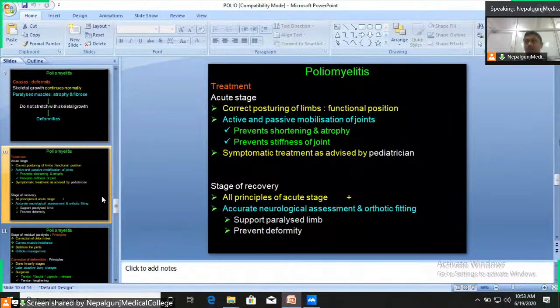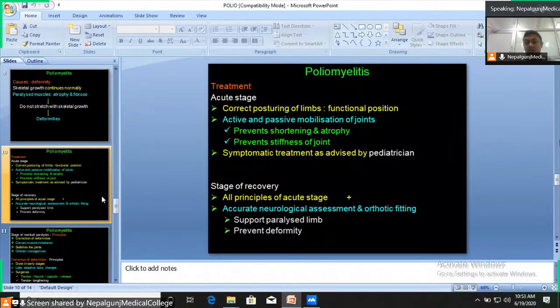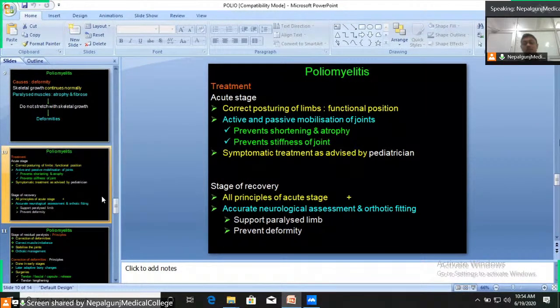If the child is in the recovery stage and comes to you, all the principles of the acute stage are applied. That is, splints in the functional position, passive and active range of motion, and symptomatic management are given. Aside from that, an accurate neurological assessment and orthotic fittings are to be provided. That supports the paralyzed limb and prevents the deformity.